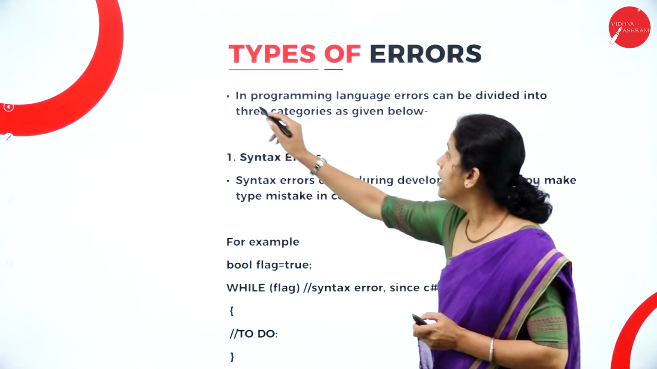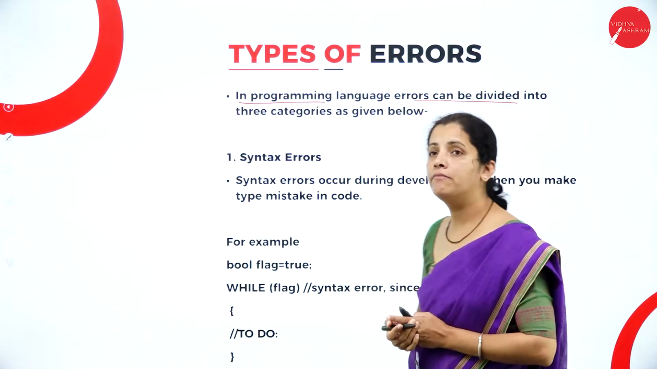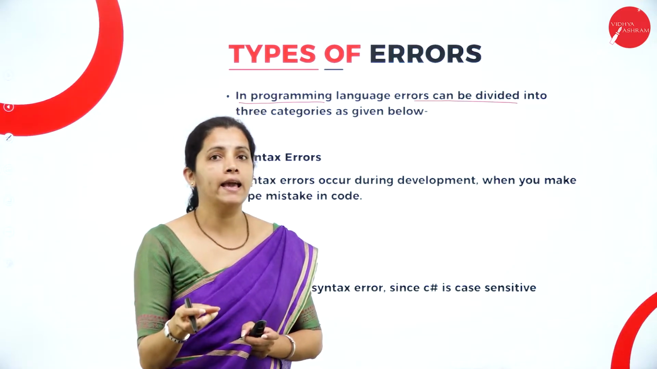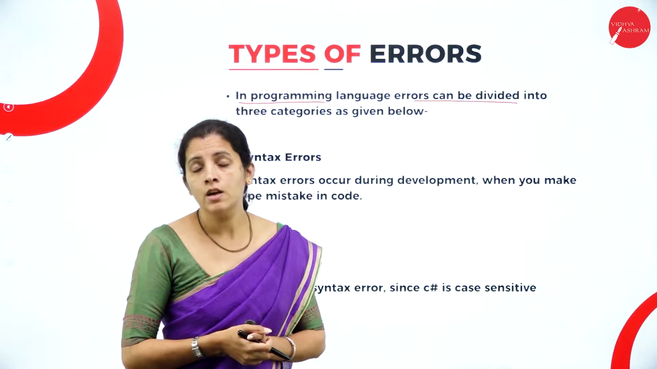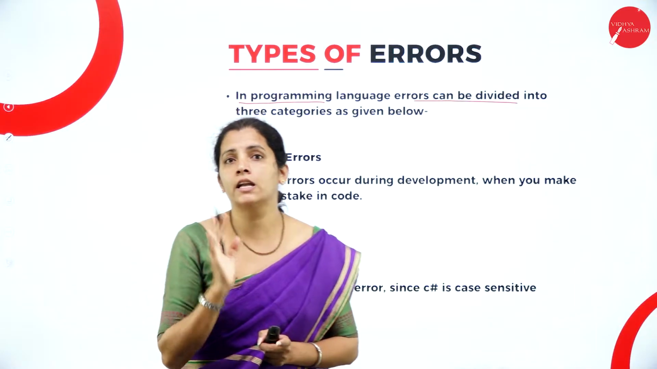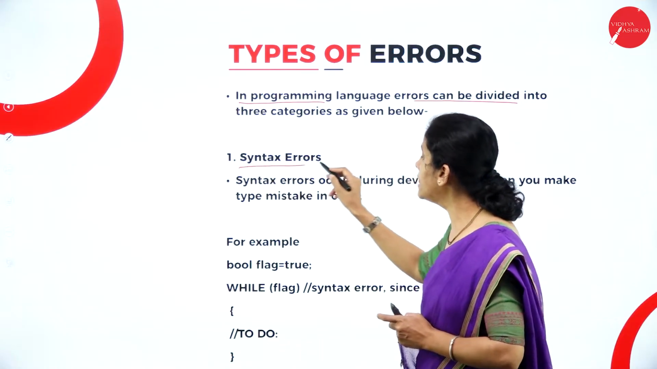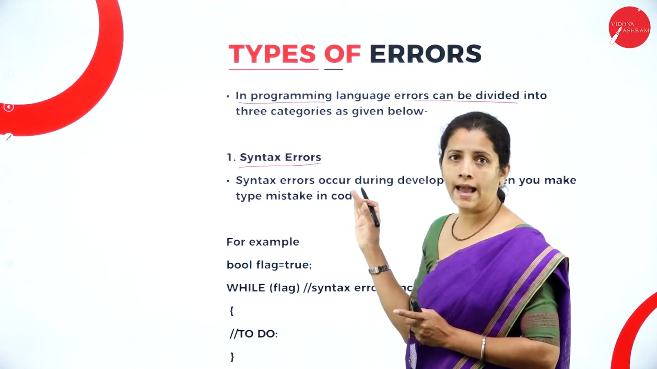Now, in programming languages, errors can be divided into 3 categories. So what is an error, we came to know. Now, what are the different types of errors we can have in our programming language? That is 3 types of errors. In that, the first one is syntax error. So dear student, what is syntax?